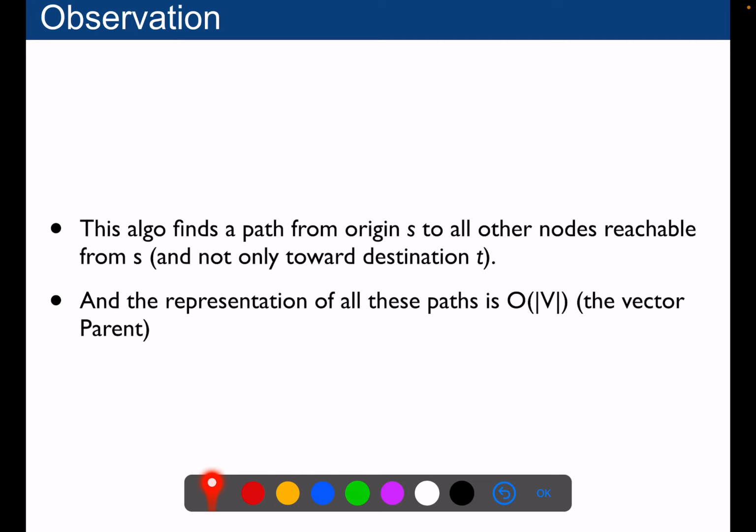So this algorithm finds a path from the origin to every other node reachable from S, and not only toward the destination T, because you have a forest at the end. And the representation of all these paths is encoded with space complexity of the order of the number of nodes. That's the size of the vector parent. That's all I wanted to say, to recall a little bit the depth first search that we will use a lot during the maximum flow algorithms.